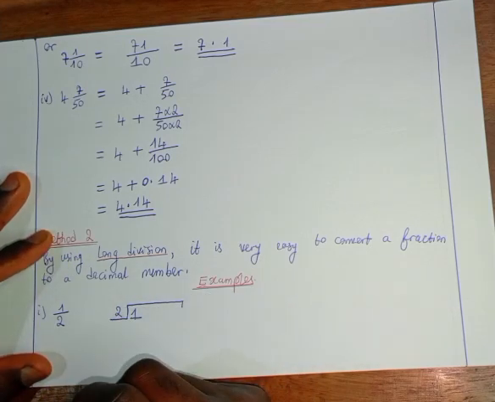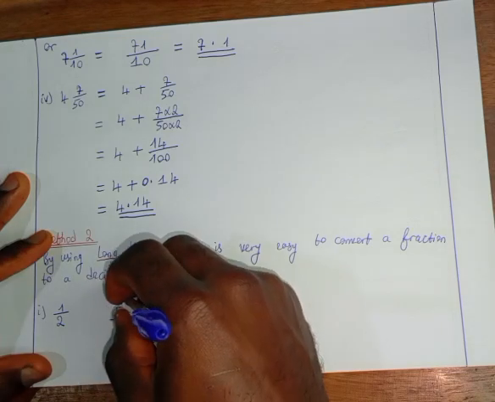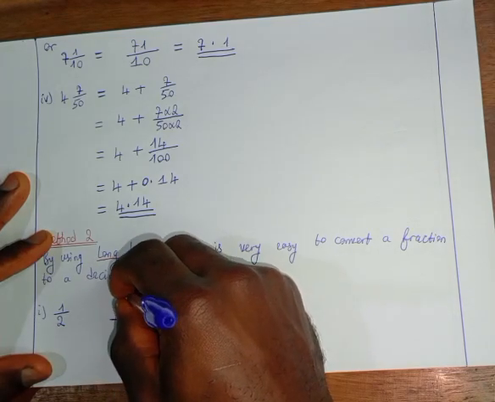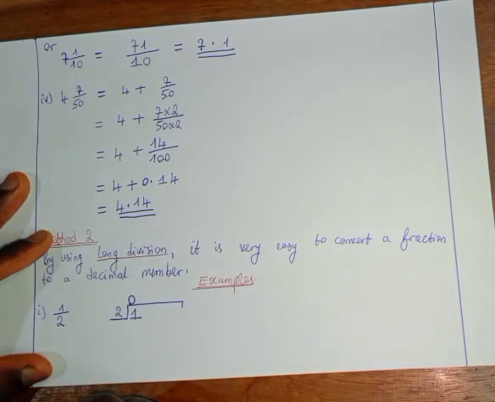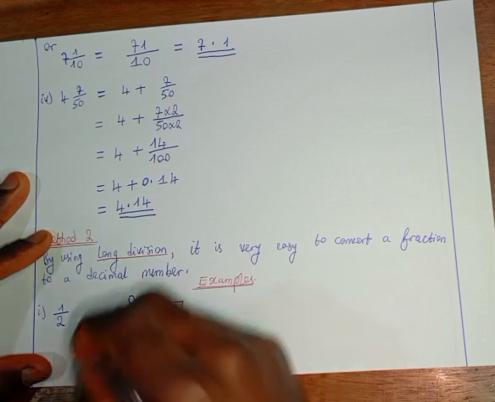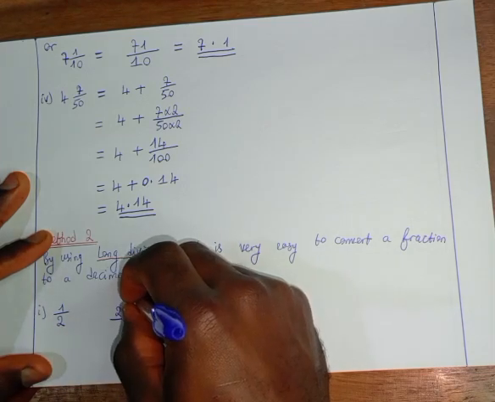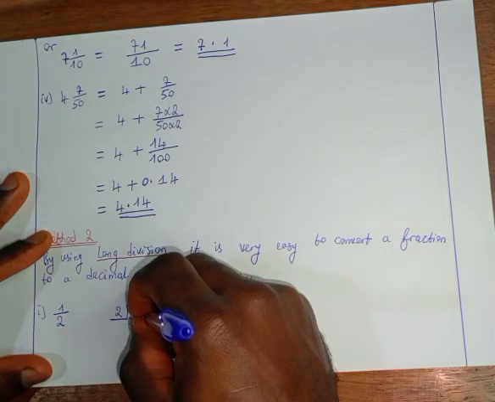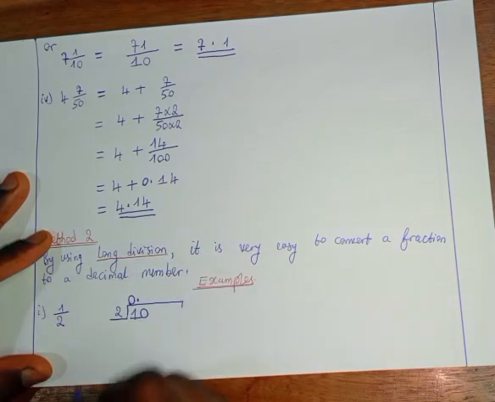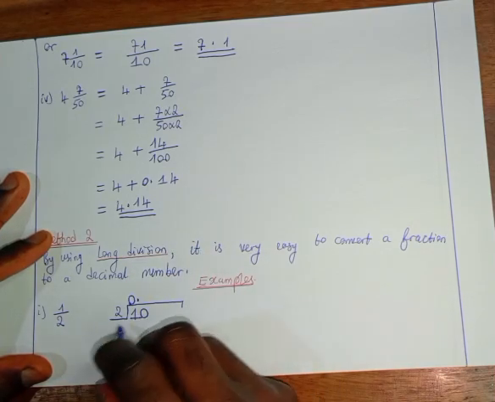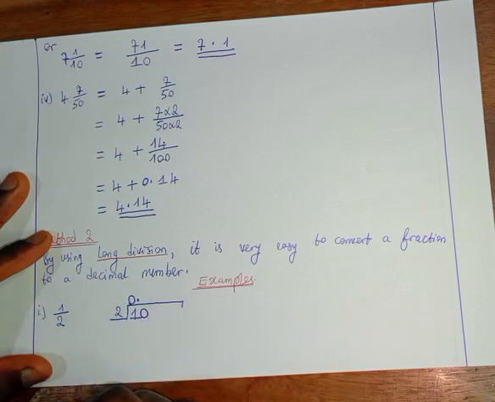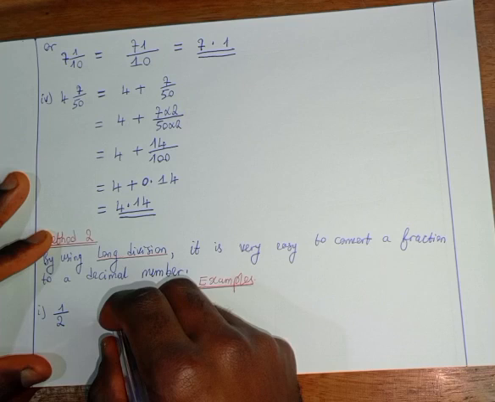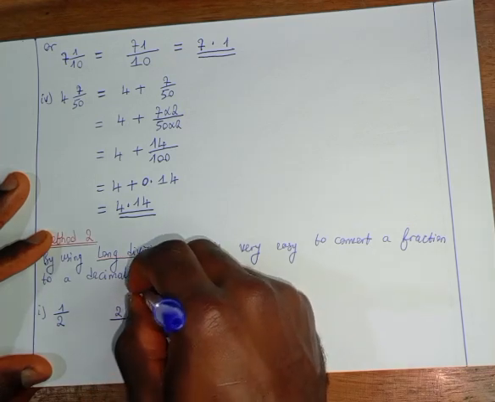1 is less than 2, so it simply means the whole number part will be 0. We fix a 0 up here. Next, we fix a decimal point here, then we attach a 0 to 1, which gives us the number 10. 10 is greater than 2. Now we can perform the division. 10 divided by 2 gives us 5. We write the 5 up here.